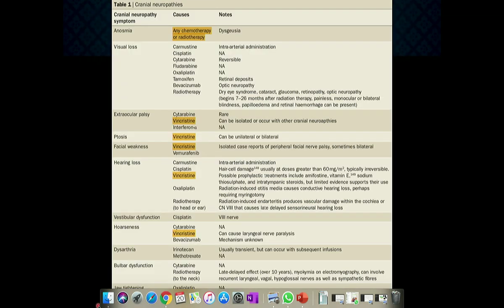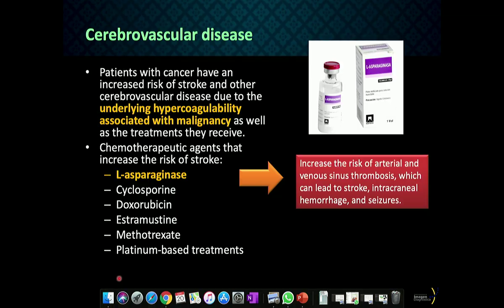And this is another table where we can see that vincristine, which was also one of the chemotherapeutic agents used in our patient, is associated with cranial palsies like extraocular palsy, ptosis, facial weakness, hearing loss, etc. If the chemotherapy agent is suspended in a certain time, these changes could be reversible. But if we wait for weeks, then the damage would be irreversible.